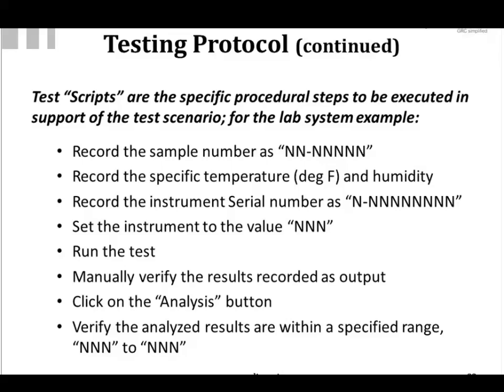So this would be your test script where you'd actually go in and run a test against a particular sample, against a set of environmental conditions, using an instrument with a serial number and a value set to something. And you're making sure the test not only can run, but you can verify the results were recorded properly, the analysis was done correctly, and the results are within your expected range. And you can also do parallel testing using a calculator to check your results and make sure they're correct. There are different ways that you might want to also check that testing is going well.